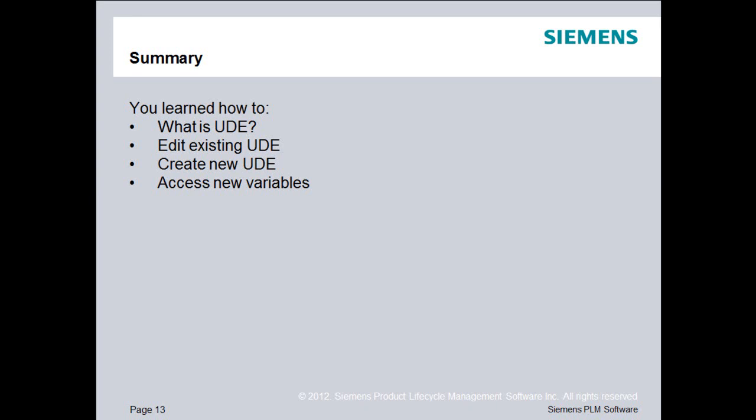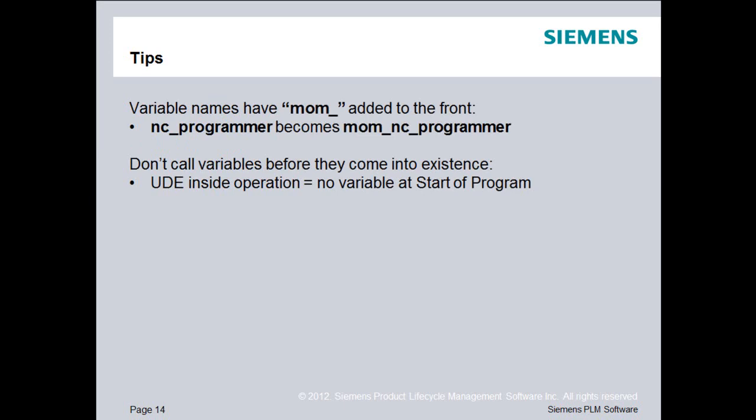In summary, you learned what a user-defined event is. We showed you how to create a new user-defined event or edit an existing one. We also showed you how to access those new variables that the user-defined event creates. Some tips. Any variable that you create inside of a user-defined event will have mom underscore added to the front of it. So, in our case, NC Programmer becomes mom underscore NC Programmer.